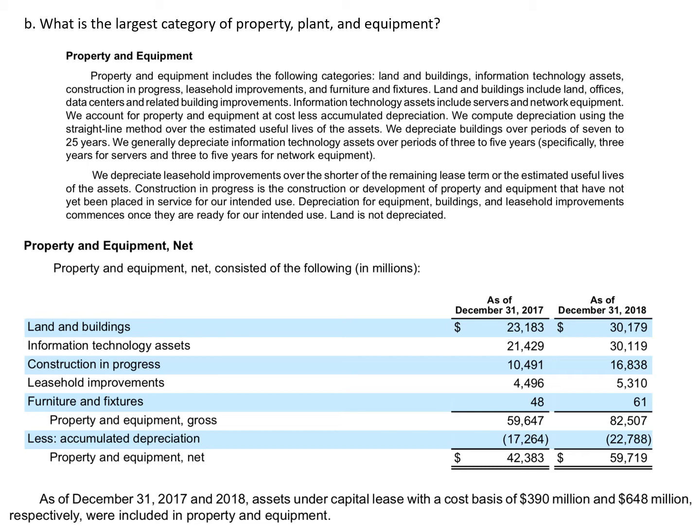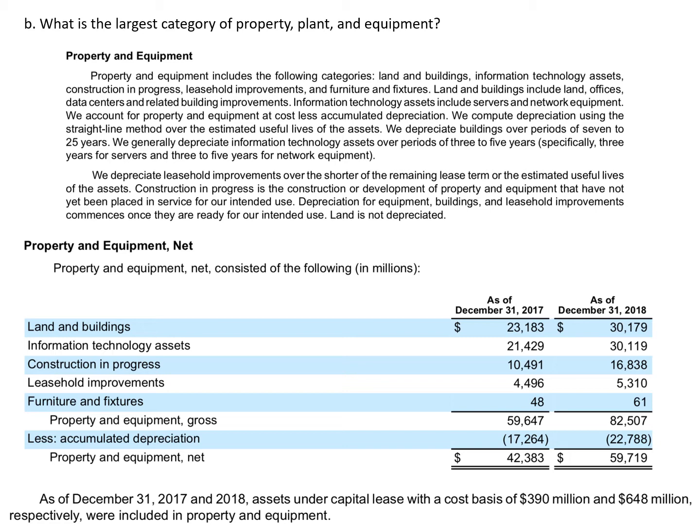What are some of the disclosures that you'll find, and from that, can I tell what the largest category of property, plant, and equipment is? Yes, you can. If you go to your footnotes, footnote 1 has to tell you what property, plant, and equipment major categories are. In this case, for Alphabet, it's land and buildings, IT assets, construction in progress, leasehold improvements, which are things that you do to your capital leases, and furniture and fixtures. It also has to tell you what depreciation method, and they use straight line over estimated useful lives of their assets. They also tell you about what their useful lives are.